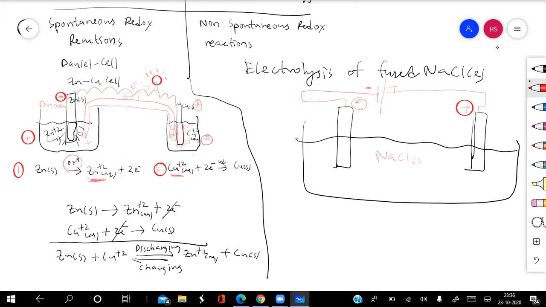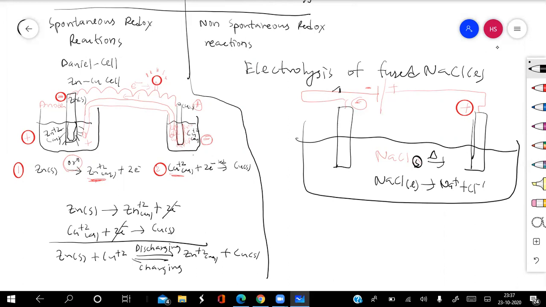Now this NaCl is initially in a solid state, but when you heat it, it will convert into liquid NaCl, and as soon as it turns into a liquid, it will undergo dissociation and produce Na+ ions and Cl- ions. Afterward, when you switch on the current, this electrode becomes negatively charged and this electrode becomes positively charged. So these electrodes become poles, and they will start attracting the opposite ions.